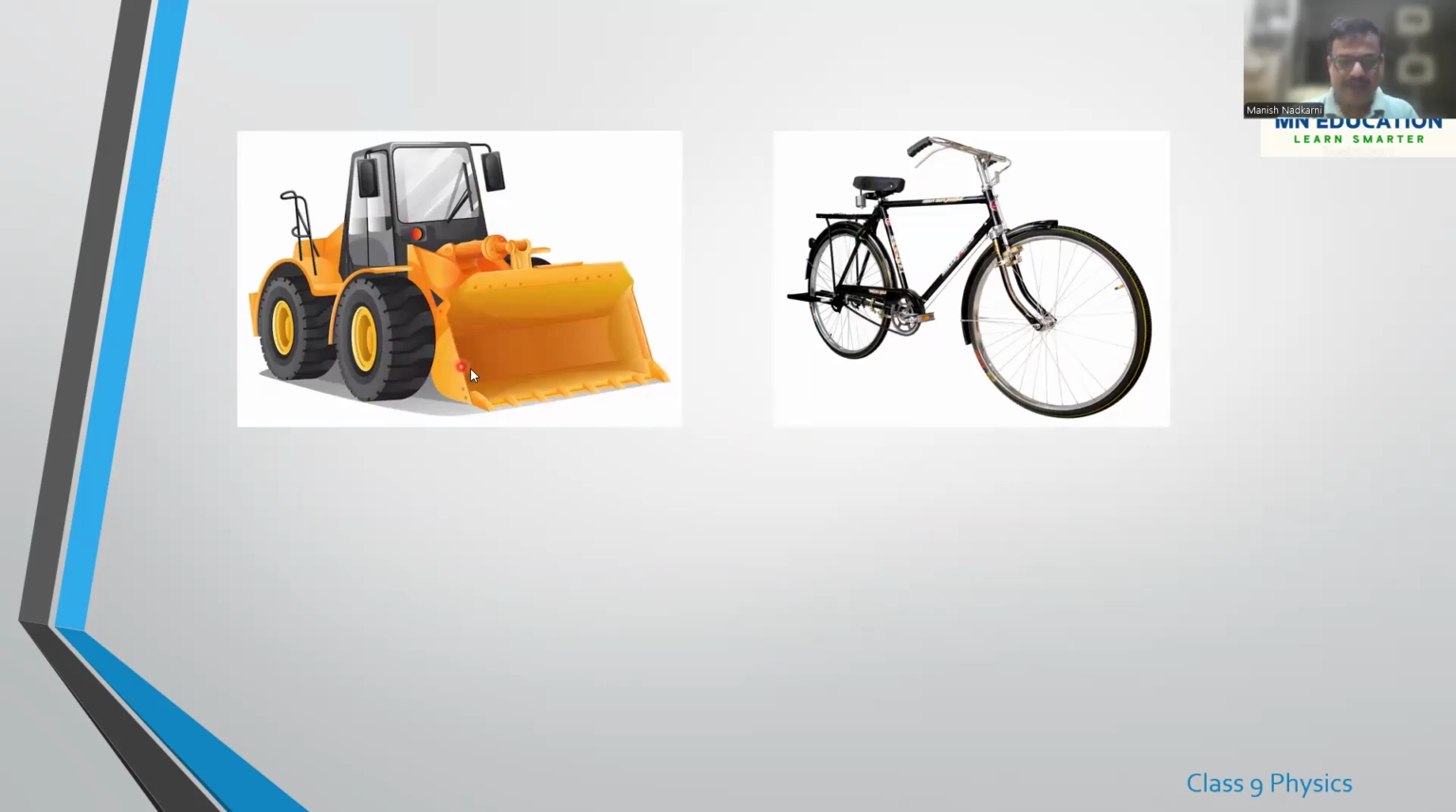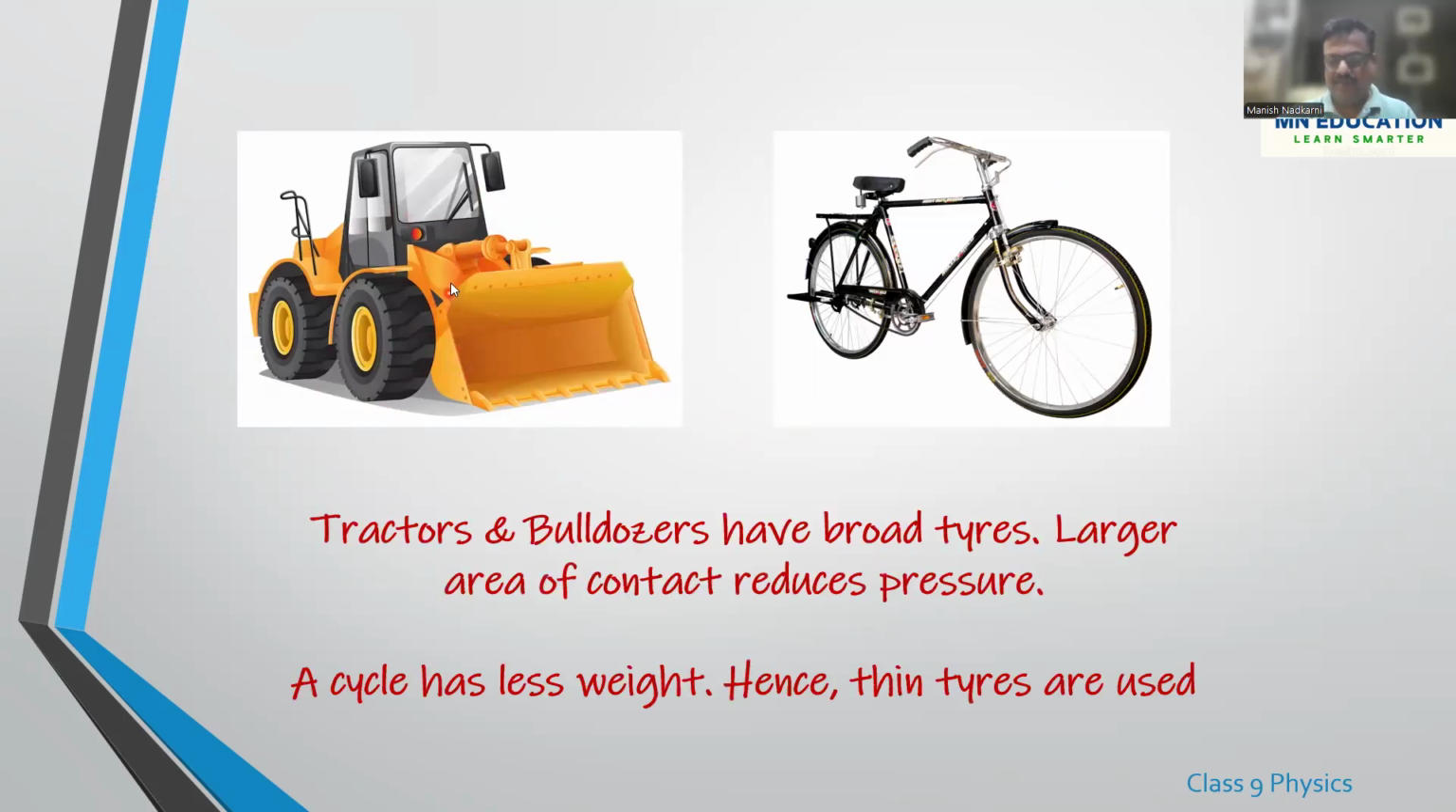A tractor can lift up a lot of weight, so you need very, very broad wheels. Larger the weight, greater the area of contact should be. Otherwise, the pressure on the wheel would be very large. Whereas a cycle has very less weight. Hence, thin tires are also good enough. You don't need very broad tires for a cycle.